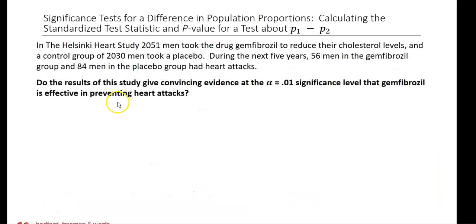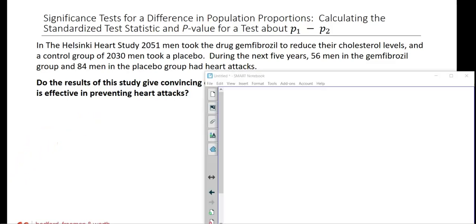Do the results give convincing evidence at the 1% significance level that gemfibrozil is effective at preventing heart attacks? So here's the data. Let's work this out. First of all, we're talking about proportions, obviously. And there's two of them, so this is going to be a 2-prop z-test.